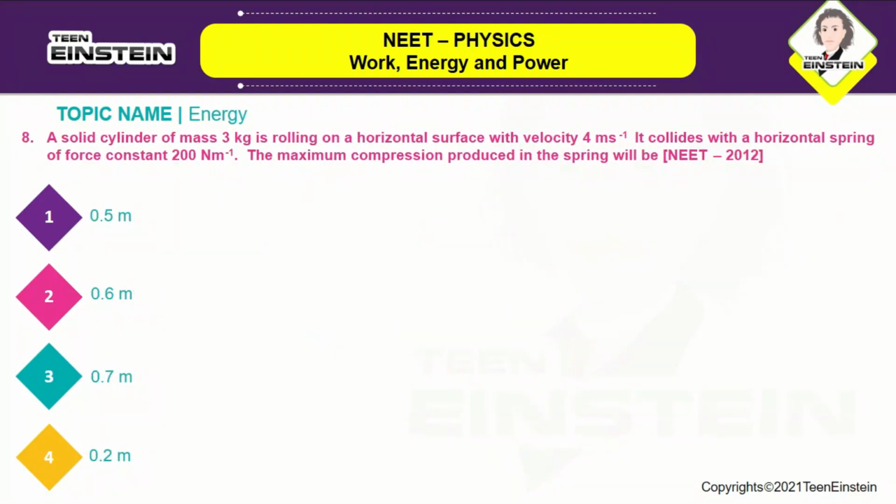Okay, so we will move on with the next question. A solid cylinder of mass 3 kg is rolling on a horizontal surface with velocity 4 meter per second. It collides with a horizontal spring of force constant 200 Newton per meter. The maximum compression produced in the spring will be.